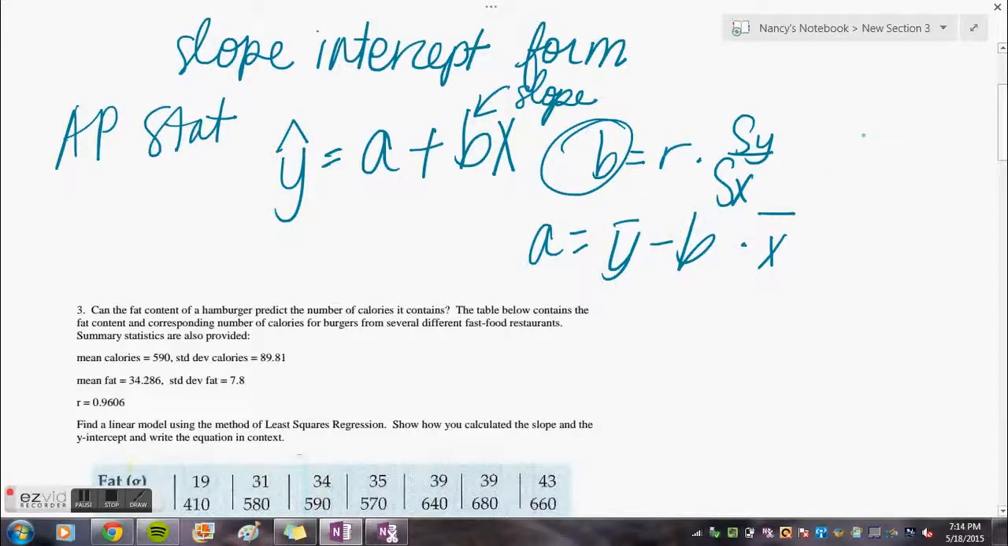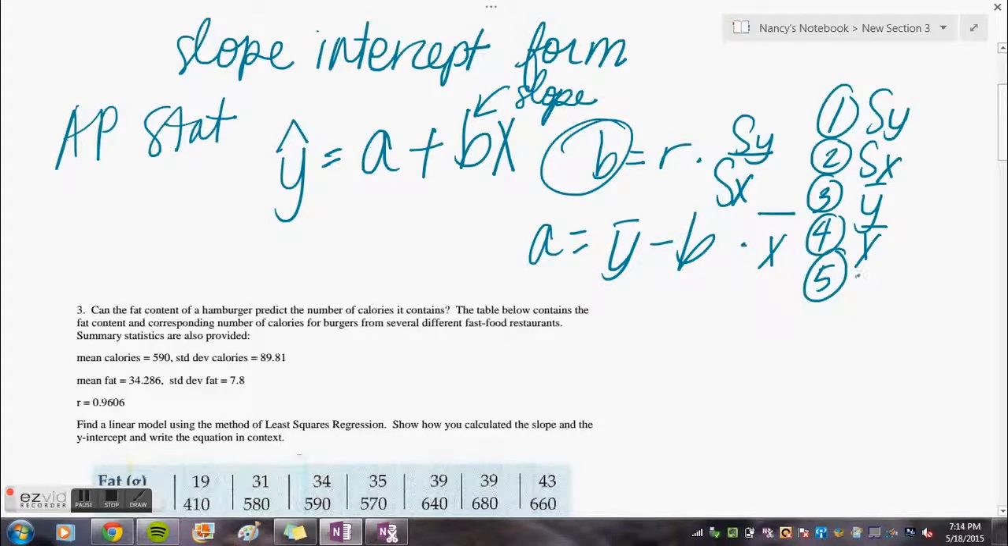And if you are given data, you can put it in your calculator into list 1 and list 2 and then go to second vars and find the values of x bar, y bar, r, sy, and sx. So the 5 variables that you will need are the standard deviation of y, standard deviation of x, y bar, x bar, and the correlation coefficient.